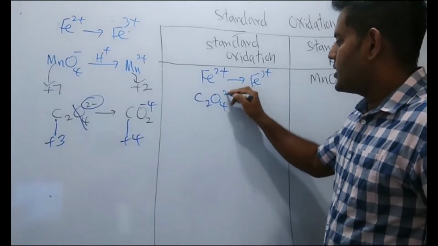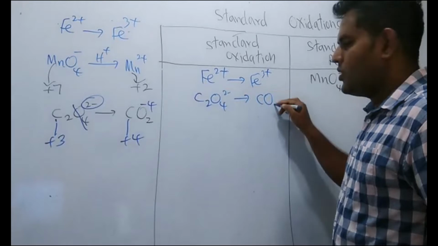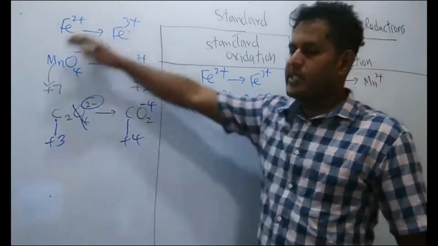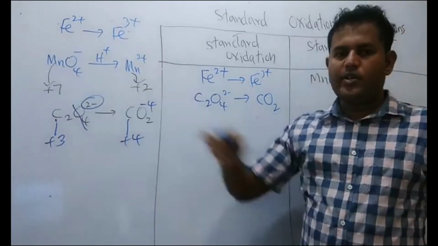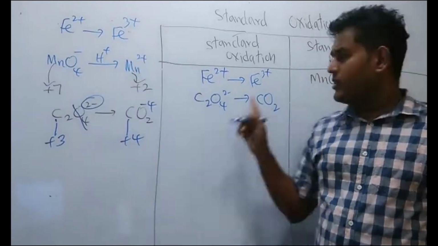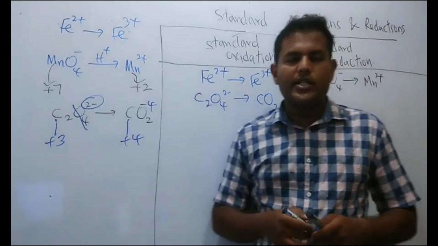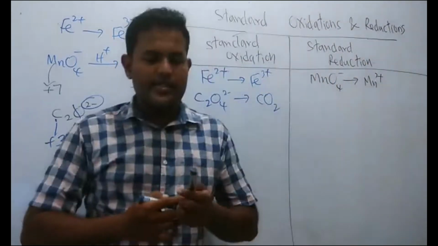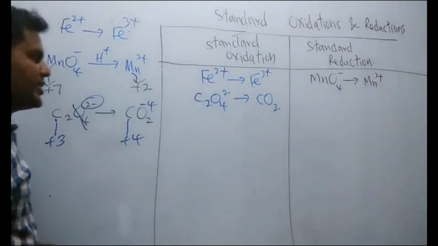C2O4 2- to 2CO2. Okay, first of all, put this down. No need to write these things. You can write these in your rough worksheets and then categorize correctly as standard oxidation or reduction. Start with this. Then I will write a few equations. Then you can sort out.